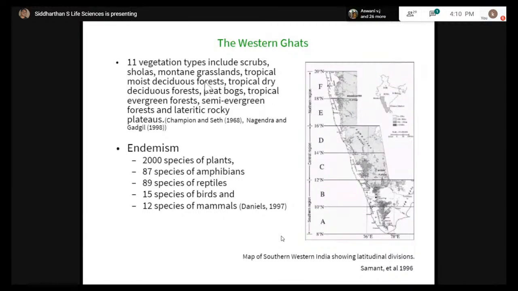So as I mentioned, there's a wide variety of vegetation types, from grasslands, moist deciduous forests, tropical dry deciduous forests, peat bogs, semi-evergreen forests, and lateritic rocky plateaus. So these are totally different habitats, which provide the opportunity for different organisms to evolve.